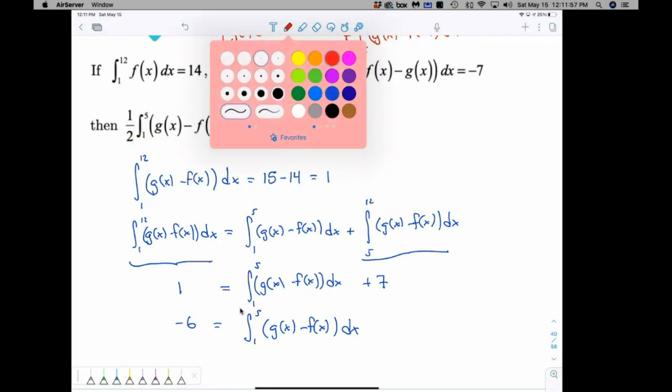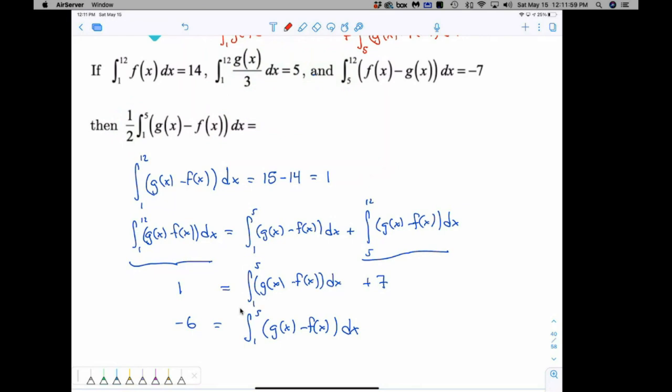So now I'm just going to make use of very basic equation solving. I'm going to multiply both sides by 1/2. And when I multiply both sides by 1/2, I now have the exact integral they're asking us about, and it's equal to half of -6. That's going to give me the answer of -3.